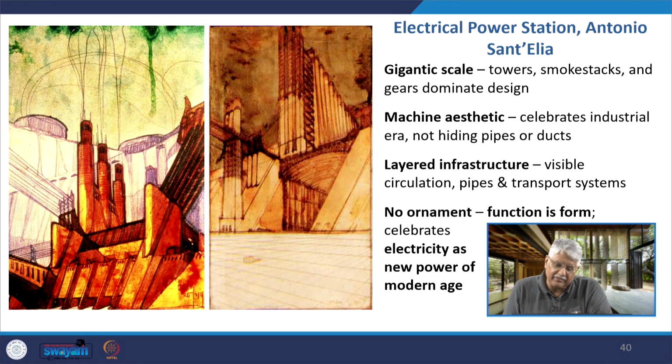Then the electric power station designed by him, it was on gigantic scale because they wanted to glorify and accentuate these technologies that were there all around them. The technology of engines and machines and power stations. So it has towers and smokestacks and gears that dominate the design. It has a machine aesthetic, a layered infrastructure with visible circulation pipes, transport systems and no ornament. The function is the form of the building. It celebrates electricity as the new power of the machine age, of the modern age.